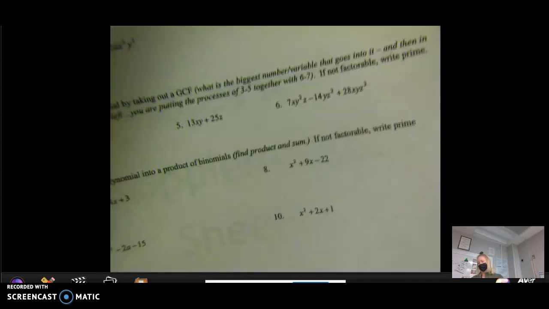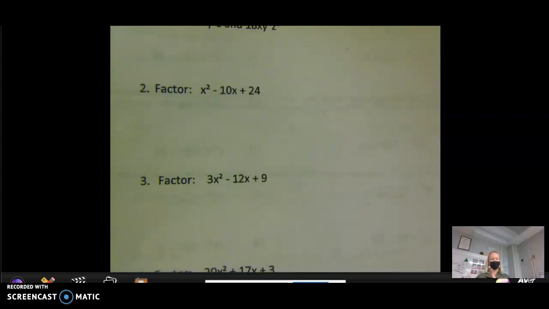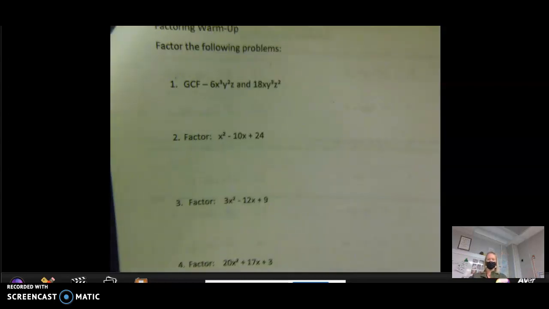What do I want for you to do? See where it says warm up 2 pages away? I want for you to try that page. There's essentially one of each type of problem that we've done this unit. So it is this page.